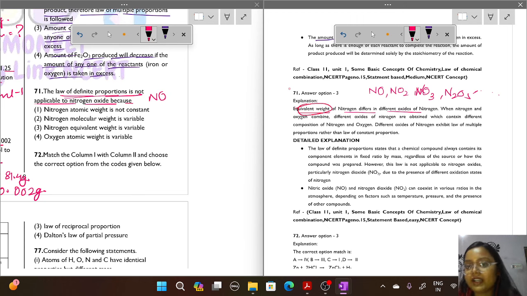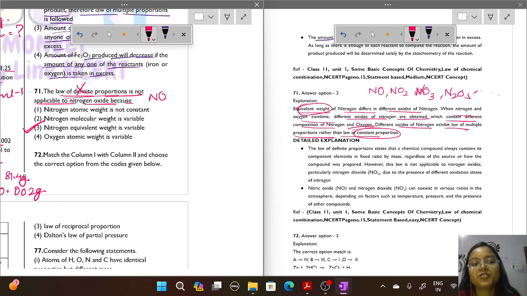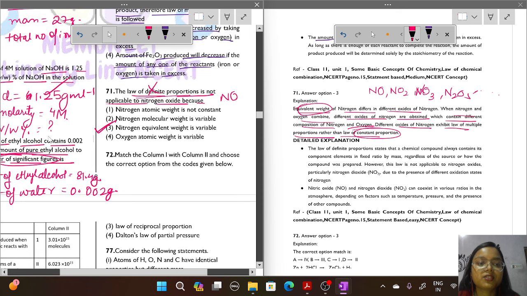So its equivalent weight varies. When nitrogen and oxygen combine, different oxides of nitrogen are obtained which contain different compositions of nitrogen and oxygen. Yes, this is true. And different oxides of nitrogen exhibit the law of multiple proportion rather than the law of constant proportion. So it follows the law of multiple proportion and not definite proportion, because the equivalent weight of nitrogen is variable. Option number 3 will be the correct option.